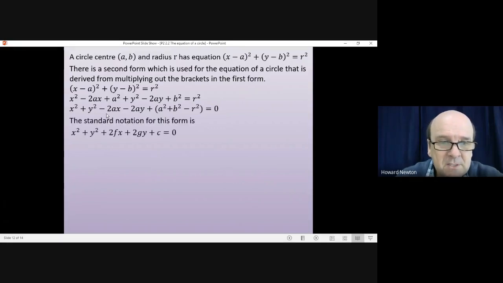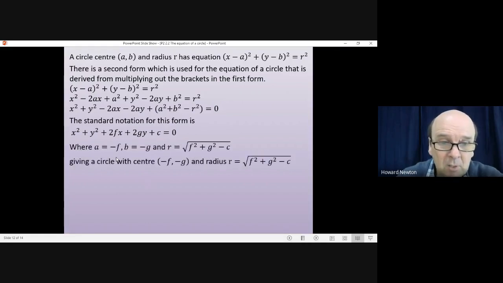So rather than minus 2ax, they write it as plus 2fx. Rather than minus 2ay, they write it as plus 2gy. And the whole of this squared bracket here, they just write as c. And this is the standard notation for the second form of the circle. x squared plus y squared plus 2fx plus 2gy plus c equals 0 is always a circle.